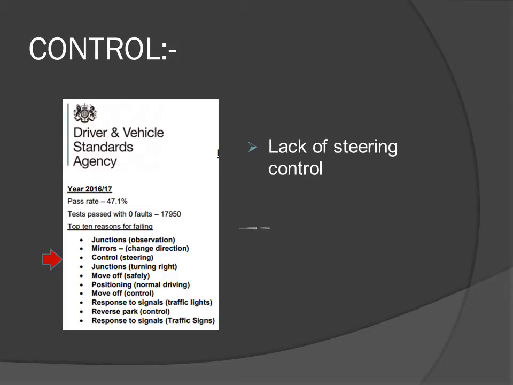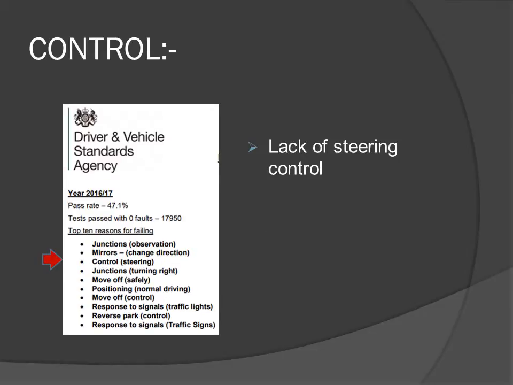Control. Lack of steering control. Letting the steering wheel slip through your hands. Keep hold of the steering wheel at all times. Smooth steering. Try to think about your steering as if the examiner had a bowl of water on the knee. You do not wish to spill any water. It will give the examiner confidence in you, unless of course you have to get out of a situation, which you would be forgiven for.